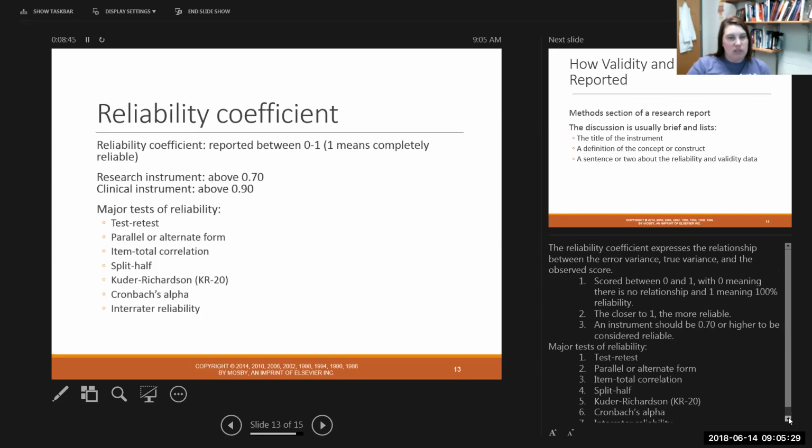Reliability coefficients are between 0 and 1. For research instruments, we're looking for those to be above 0.7. Clinical instruments, above 0.9. Again, here are some of those different kinds of testing that you can do on reliability.